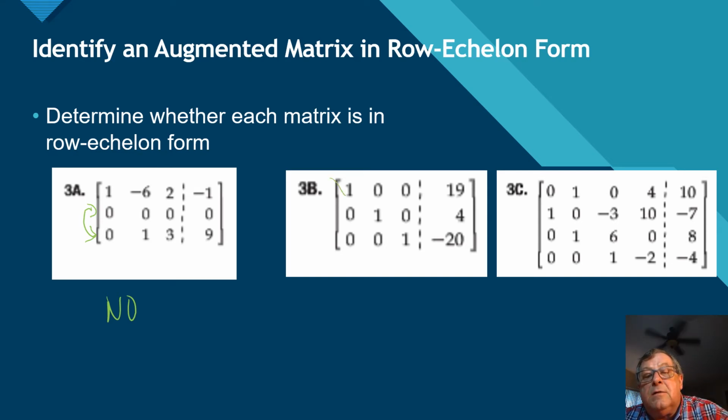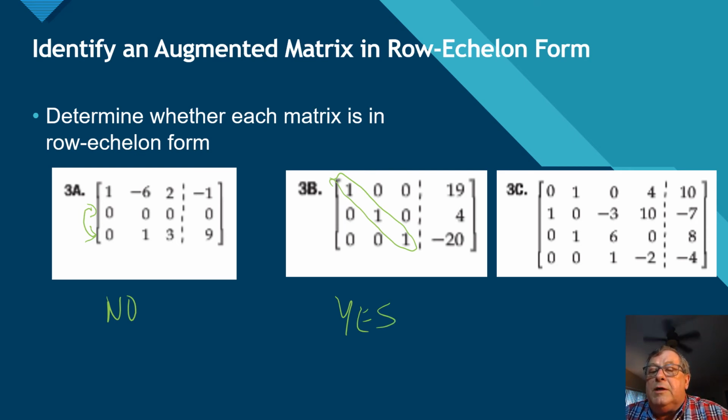Now, in 3B here, well, yes, this is in row echelon form. If I look at this, there's my leading ones. I've got 1 in the row 1, column 1 position. I've got a leading 1 in row 2 in the column 2 position. And in the third row, I would have the leading 1. And this would indicate that we've got 3 equations with 3 variables, and this has been reduced to, or simplified to, row echelon form. So this is a yes.